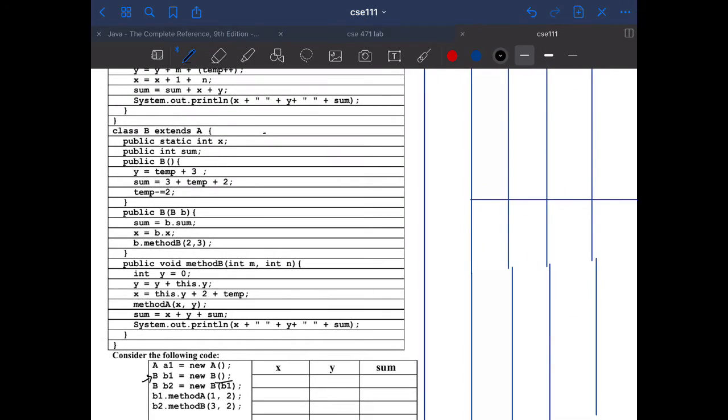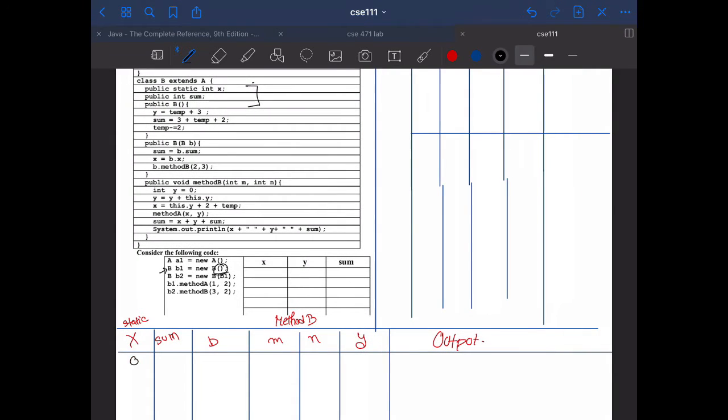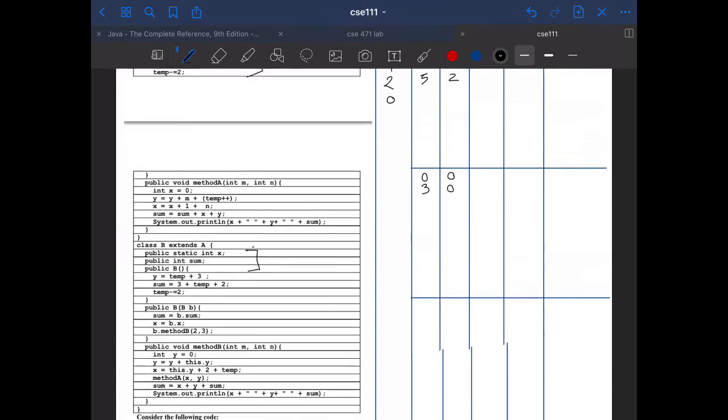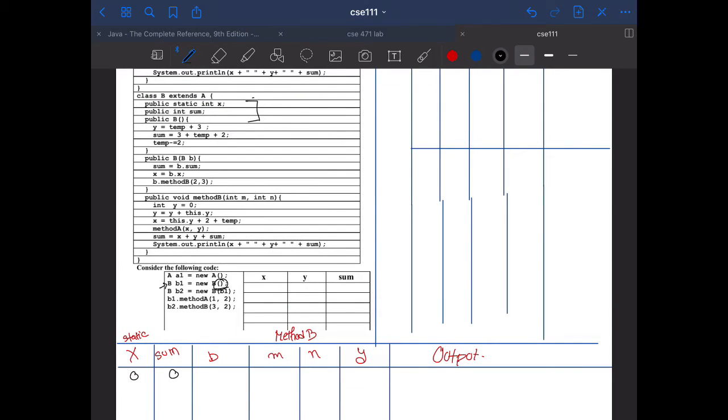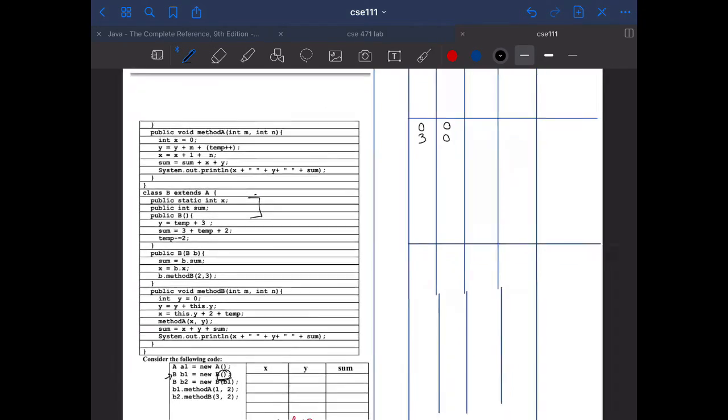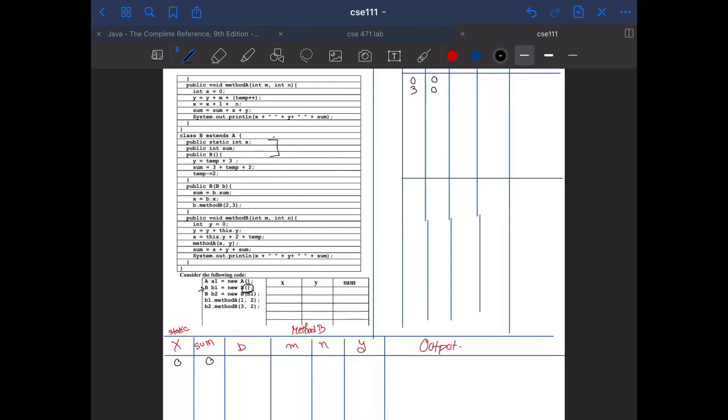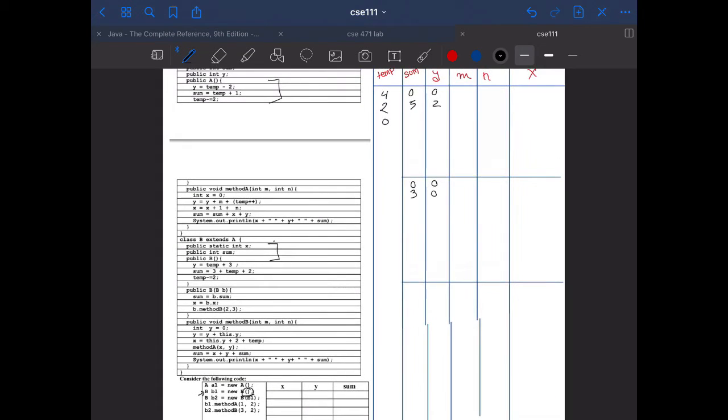Now if you look into B1, it doesn't have any parameters whenever we are creating the object. So we come to the class B, we initialize x as 0, sum as 0, and y equals temp plus 3. Temp we already had as 0, so 0 plus 3 would be 3, so y becomes 3. But which y? Class B doesn't have its own y. It would go to the y of the parent, which would be basically here. Then sum equals 3 plus temp plus 2.